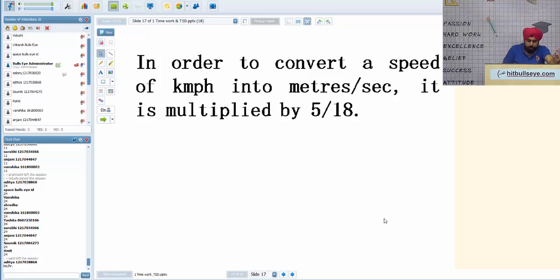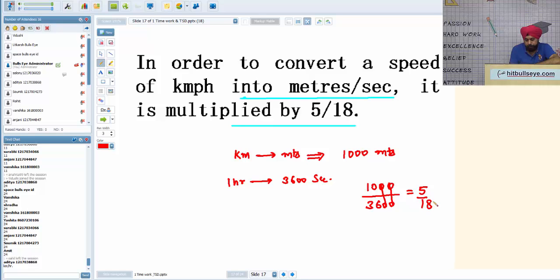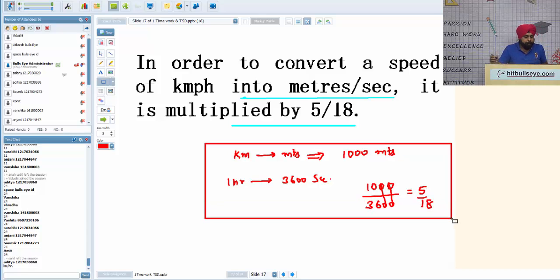Moving on. Students, a concept here. In order to convert a speed of kilometer per hour into meters per second, we multiply it by 5 by 18. Now let me explain here, students. When you go from kilometer to meter, you know in every kilometer there are 1000 meters and in every hour there are 3600 seconds. So if you take kilometer into meter and hours into seconds, you basically get the figure as 5 by 18.